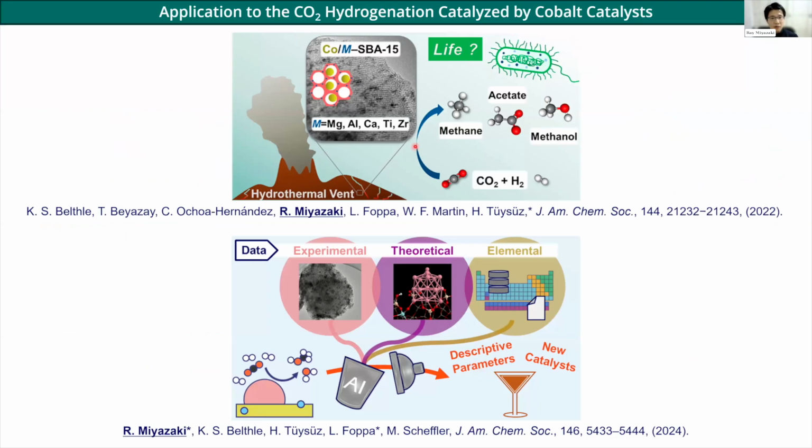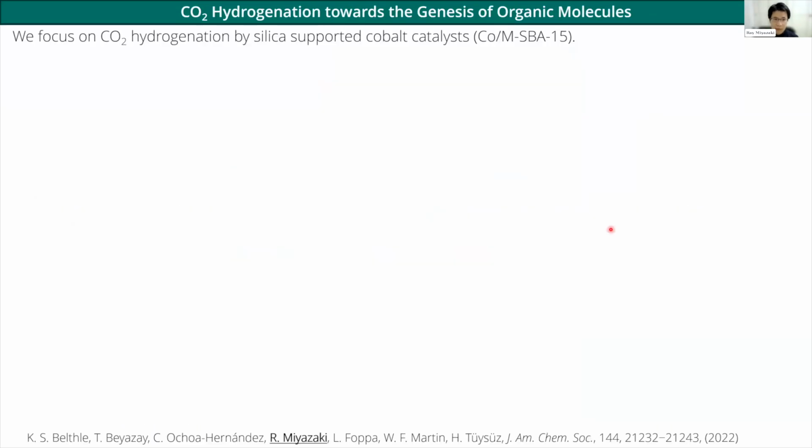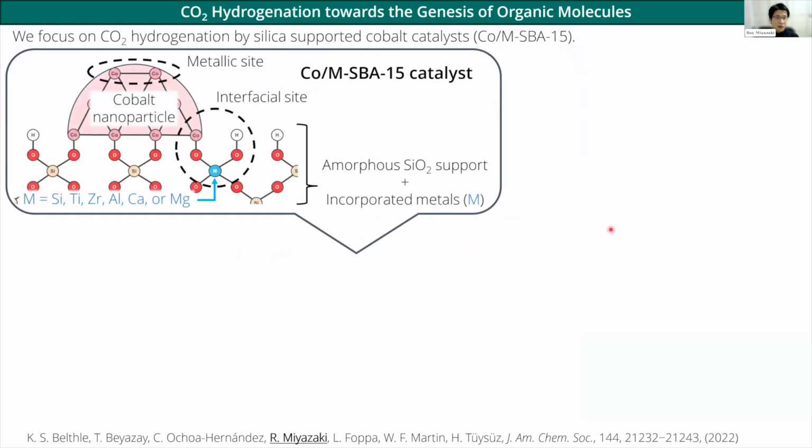So today I would like to focus on one application of my DFT calculations, CO2 hydrogenation by a cobalt catalyst, and most of the results are published in those two papers. In this project, I focused on this cobalt catalyst. Here, a cobalt nanoparticle is supported on a modified amorphous silica support. The important point is that some additive metals are incorporated in the silica support. In this kind of catalyst, not only the metal nanoparticle, but also the support material and the interaction between them are very important for the catalytic performance.